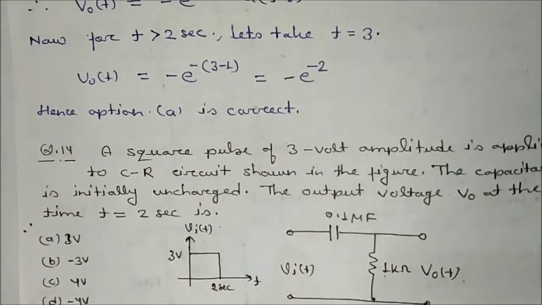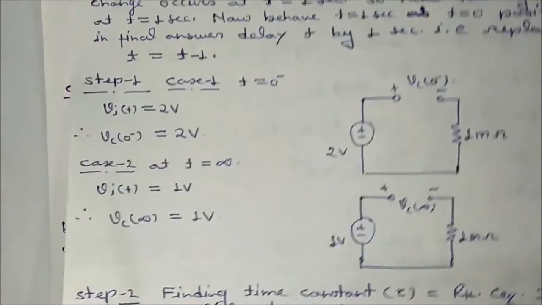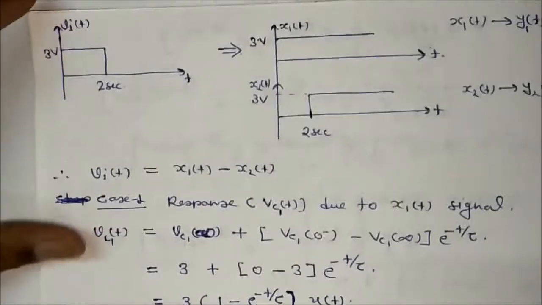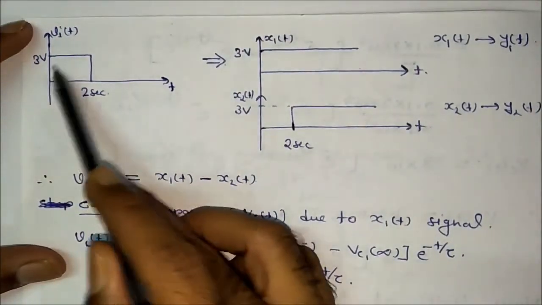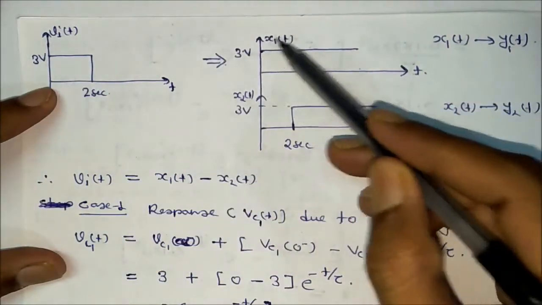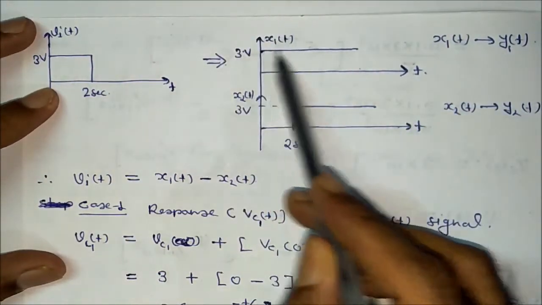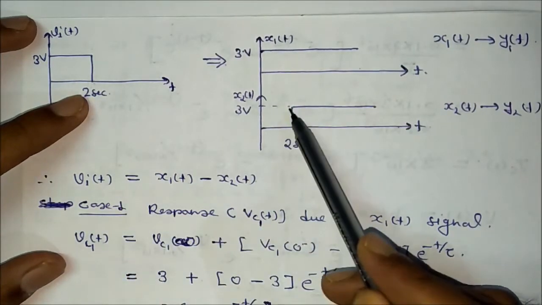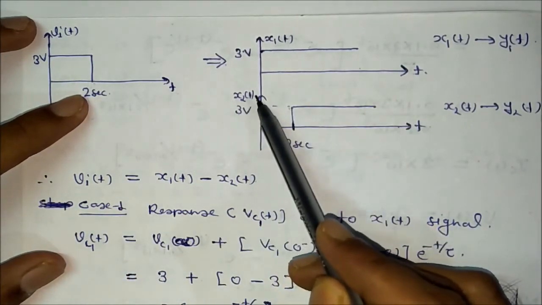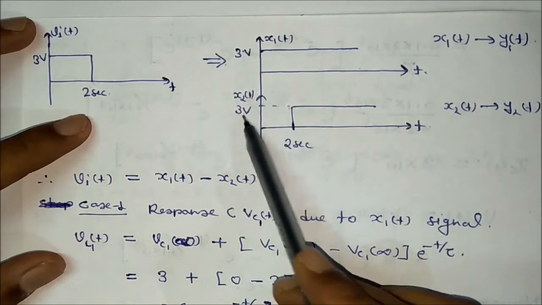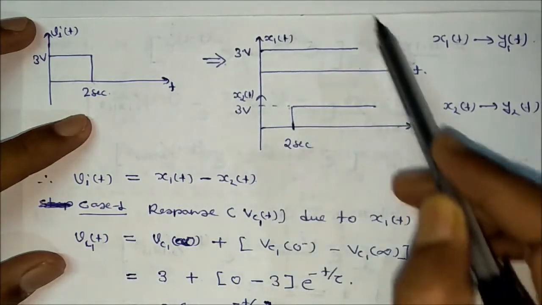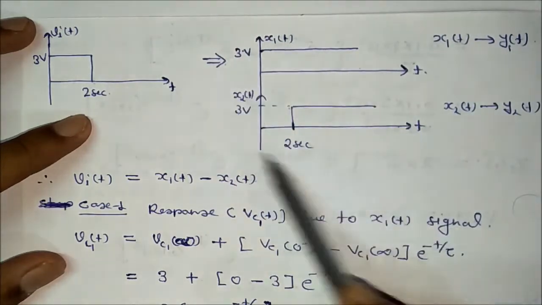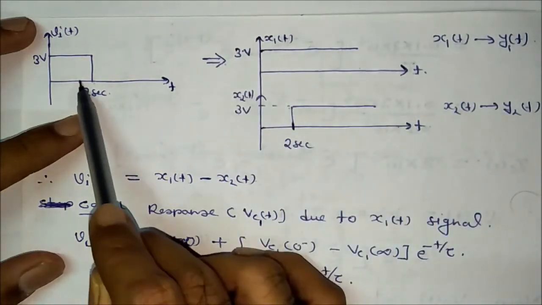We can get such a type of waveform. I'm just breaking this waveform. If you break this waveform, what will you get? You will get a waveform like this. This waveform can be represented as x1 of t, that is equal to 3 volt. Now exactly at t is equal to 2 seconds, I'm representing x2 t, that is also 3 volt, and it is like that. Now these two waveforms have been added up, and if you add them up, you will get this waveform.